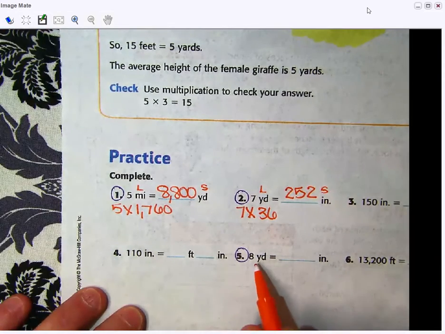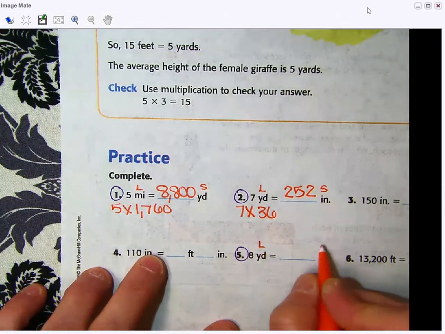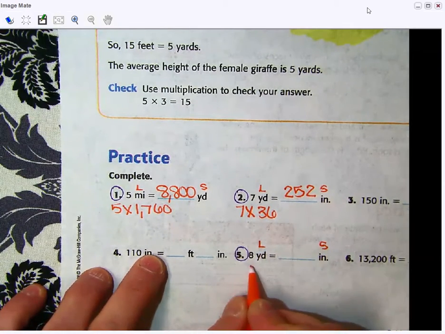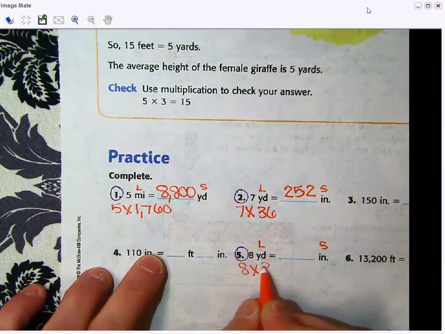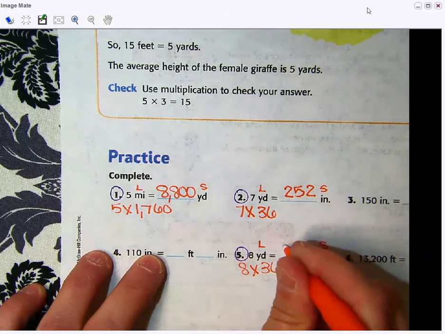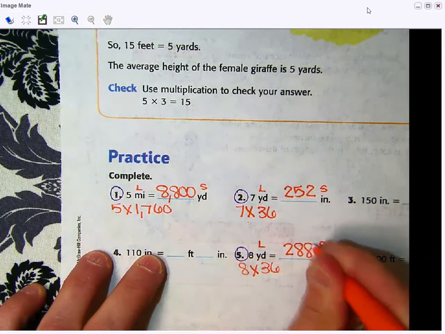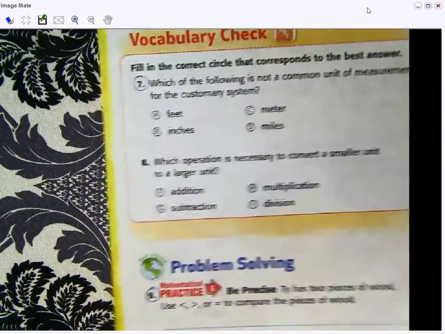Number 5, again, we're going from yards to inches. So we are going to go from a larger unit to a smaller unit. So we will be multiplying 8 times 36 because there are 36 inches in a yard. 8 times 36 is 288 inches. Let's continue on the back.